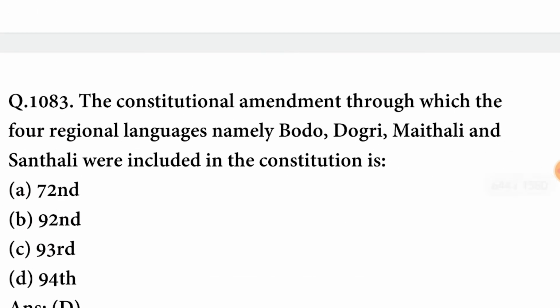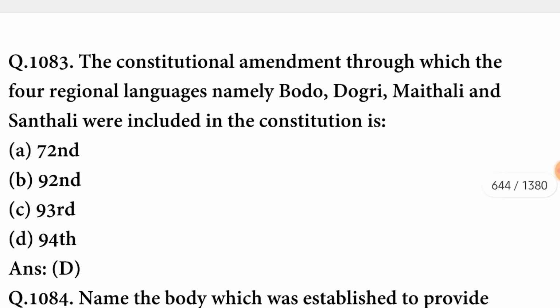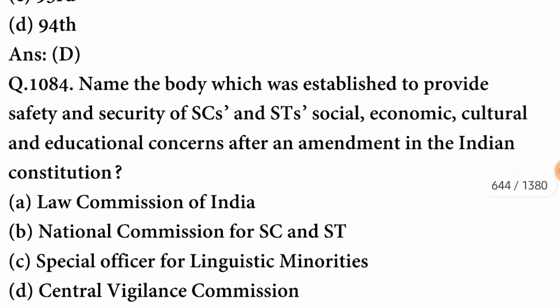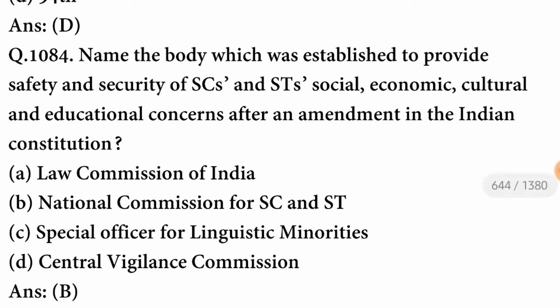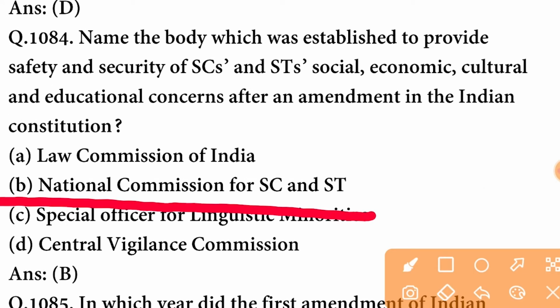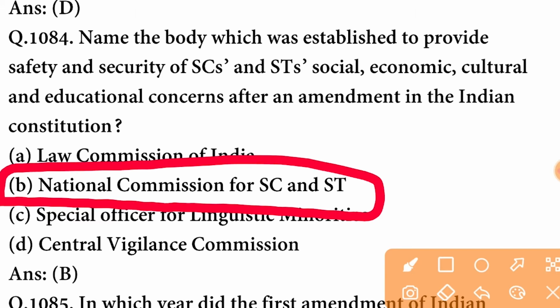The constitutional amendment through which the 4 regional languages, namely Bodo, Dogri, Maithili and Santhali, were included in the constitution is the 94th amendment. Name the body which was established to provide safety and security of SCs and STs, social, economic, cultural and educational concerns after an amendment in the Indian Constitution. The commission or body is National Commission for SC and ST.